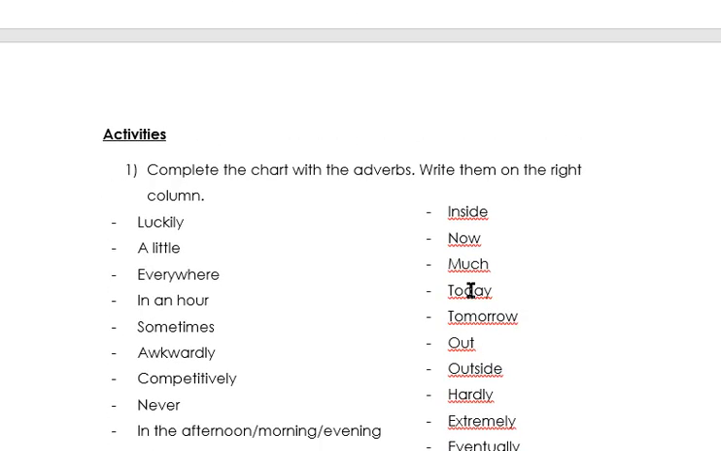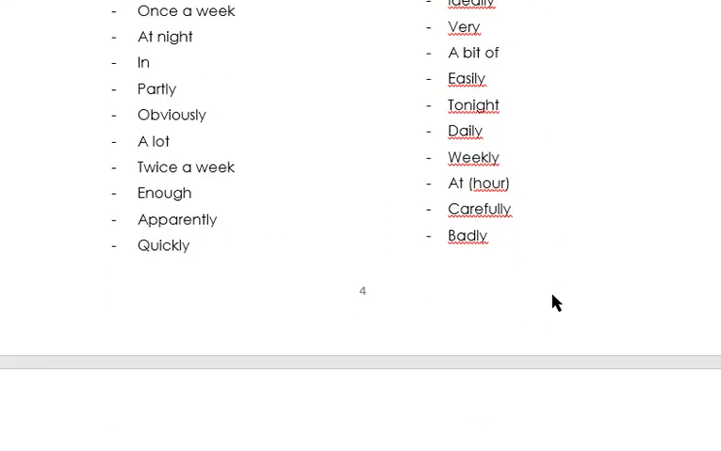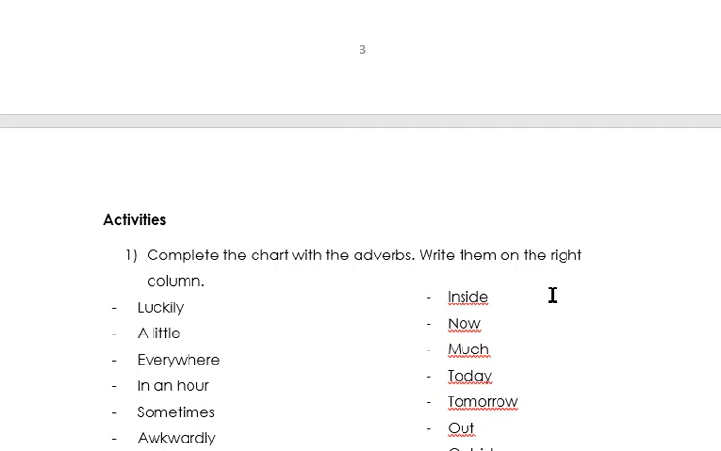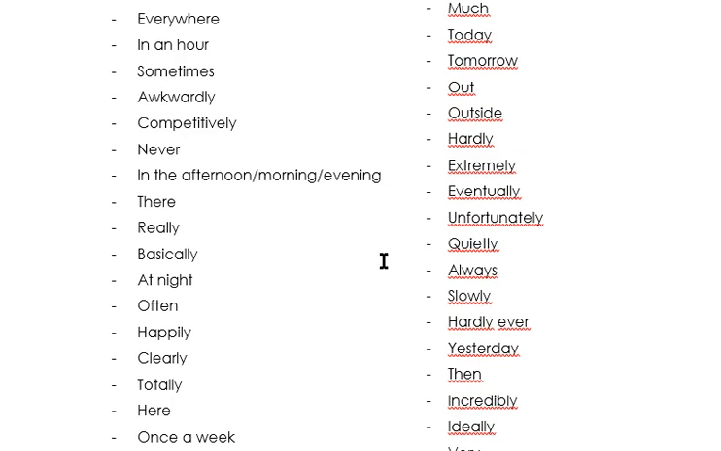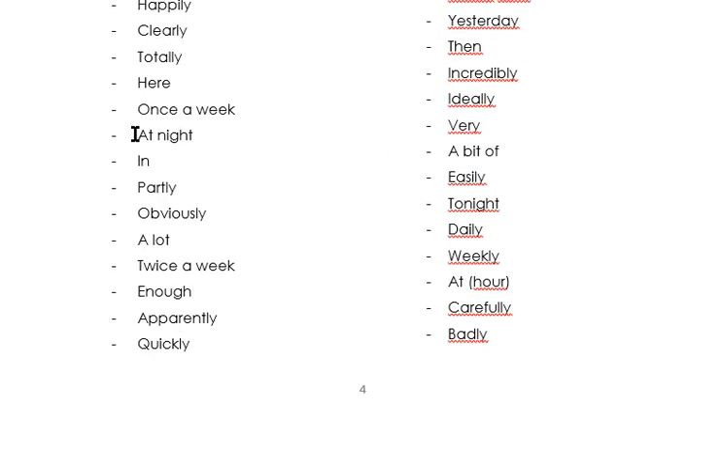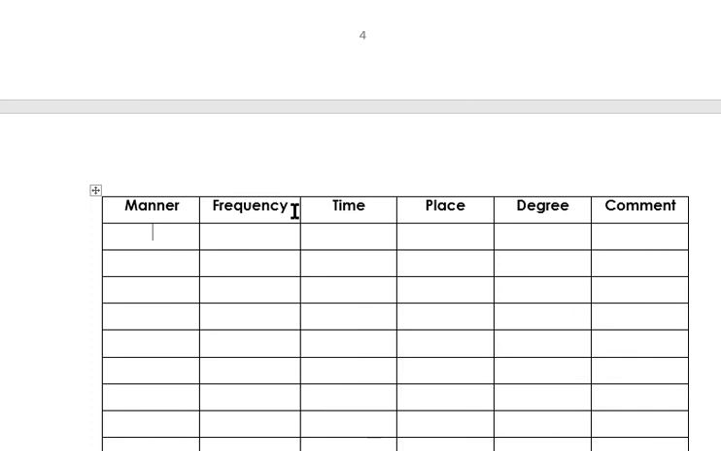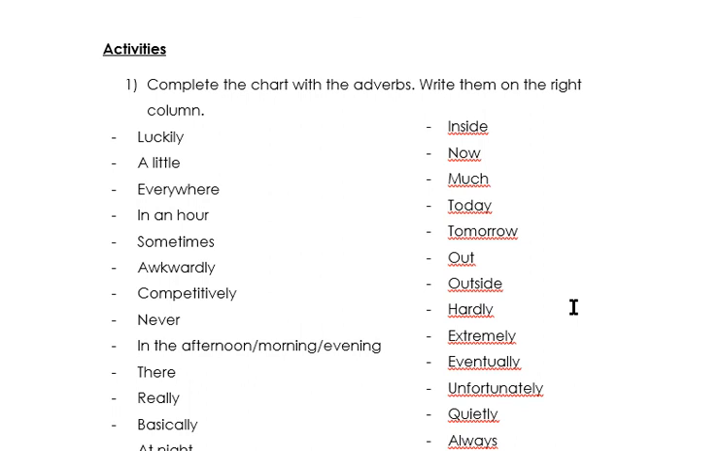Well, then you have some activities to do. I have written all these adverbs that you will have to categorize in this chart. Okay, you have to complete the chart by writing the adverbs in the right column, and that's it. Yeah, you have manner, frequency, time, place, degree, comment. Okay, you have a long list. This is vocabulary for you.